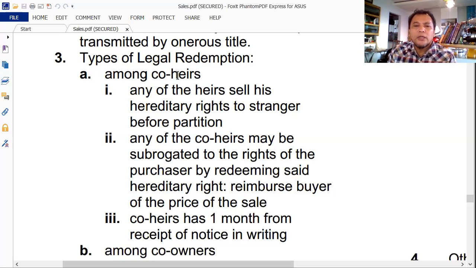So among the co-heirs, they can redeem from any of the heirs who sells his hereditary rights to a stranger, before the partition. So the property that their father or their parent or their ascendant left them is still undivided. So the co-heirs have the right to redeem whatever is sold by another co-heir. Any of the co-heirs may be subrogated to the rights of the purchaser, meaning the right of the purchaser can be transferred to the co-heirs by redeeming said hereditary right, as long as they reimburse the buyer the price of the same.